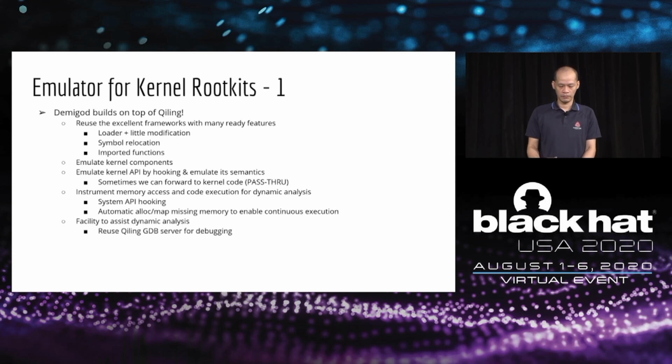First of all, we need to emulate the kernel components ourselves. Demigod also needs to emulate kernel APIs by hooking and emulating the kernel API semantics. And we also had to do our own instrumentation for the kernel rootkits to work. We need to hook and emulate system kernel APIs.